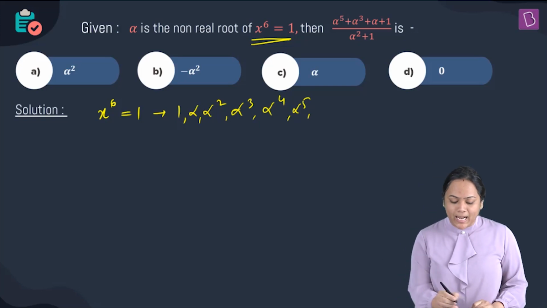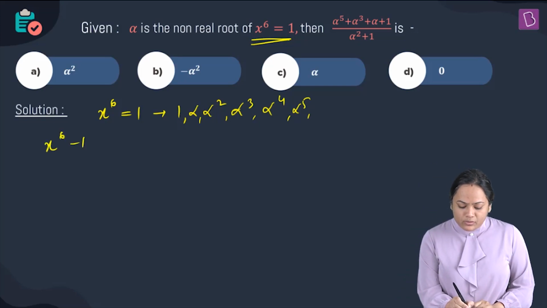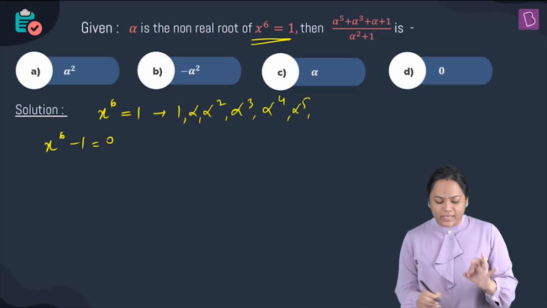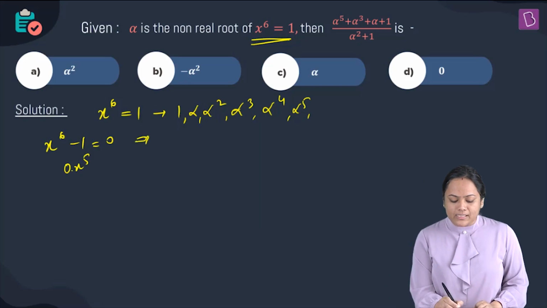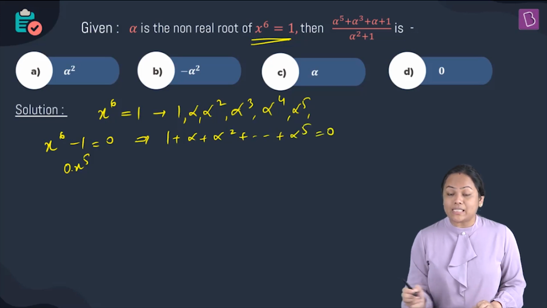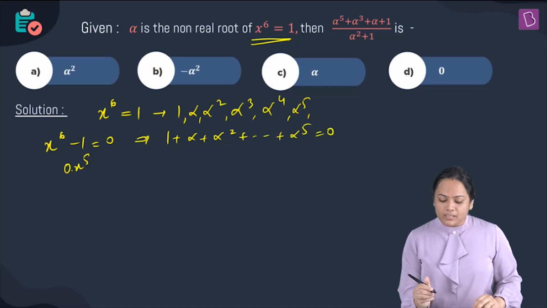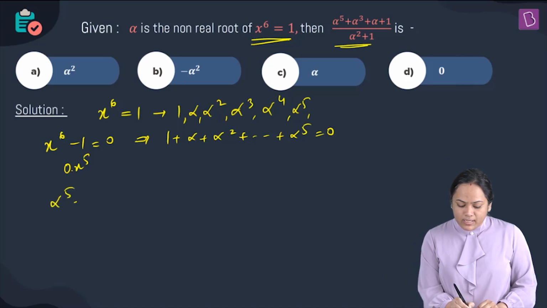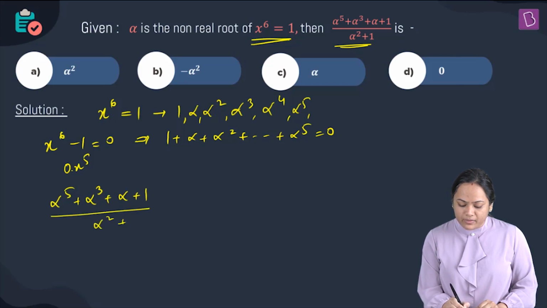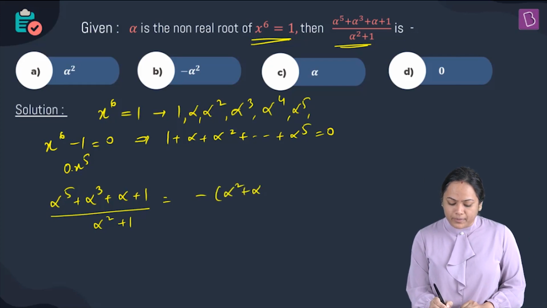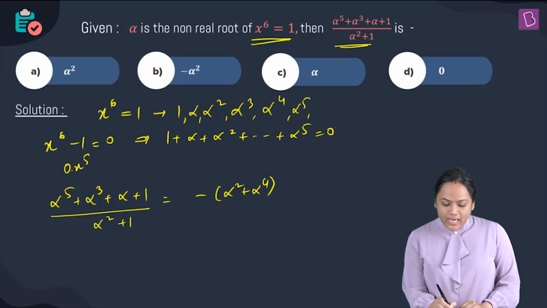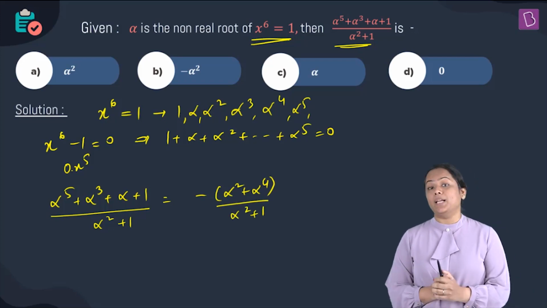Well, we have already seen that if I write the equation x raised to 6 minus 1 is equal to 0, the coefficient of x raised to 5 is 0 over here. That means the sum of all these roots, 1 plus alpha squared till alpha raised to 5, is nothing but 0. That means for the expression alpha raised to 5 plus alpha cube plus alpha plus 1 divided by alpha squared plus 1, the numerator part can be written as minus of alpha squared plus alpha raised to 4, isn't it? And this is divided by alpha squared plus 1.